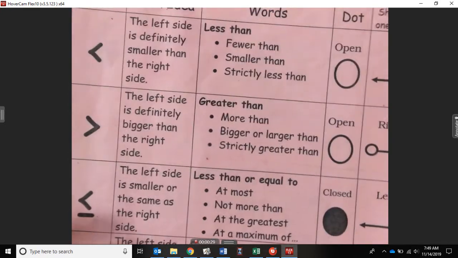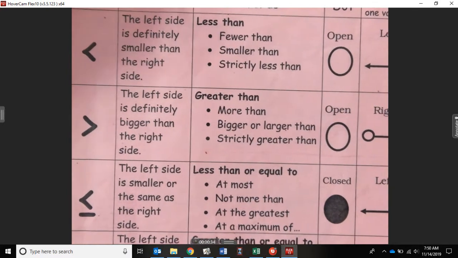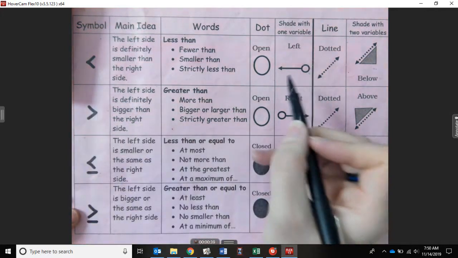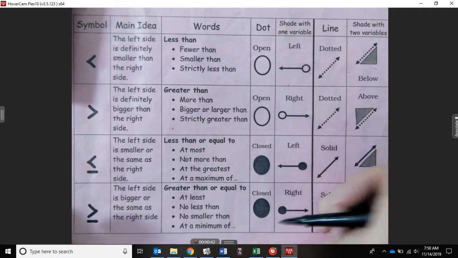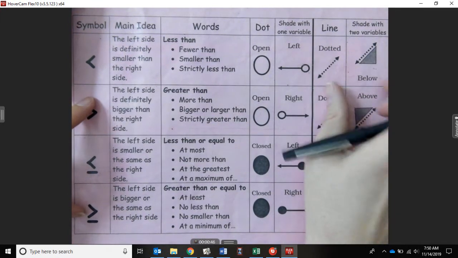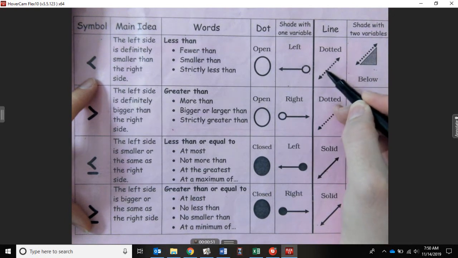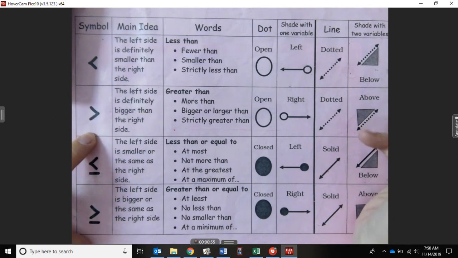And so if you remember this inequality chart, this is where we looked at less than was open shaded left, and greater than was open shaded right, and so on. However, we're going to look at the last two columns this time. So if I have a less than symbol, then my line should be dotted, and we shade below the line. And if my sign is greater than, I also have a dotted line, because remember, that's not including it. And then I shade above the line, it's greater than, so above the line.